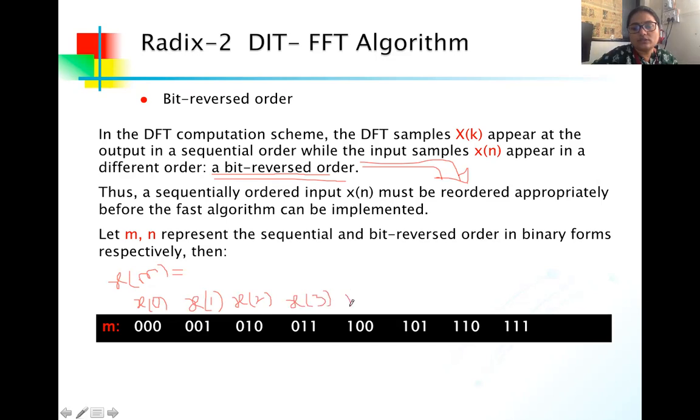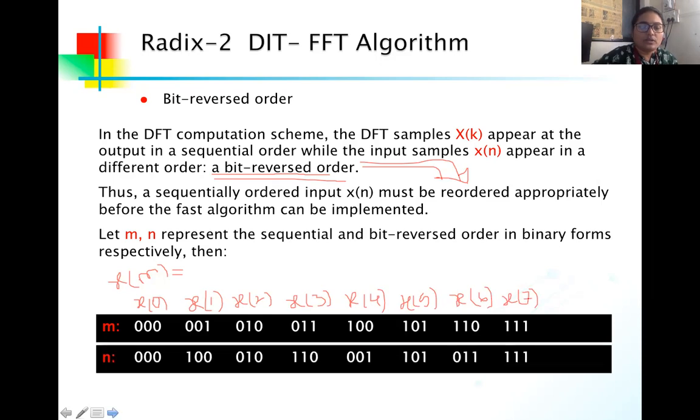This is now my fourth value. I want to show bit reversal order. So I'm writing here sequential values x0 to x7, which are now represented in the sequential manner, one after another: x0, x1, x2, x3, x4, x5, x6, and x7. Now bit reversal we will see.